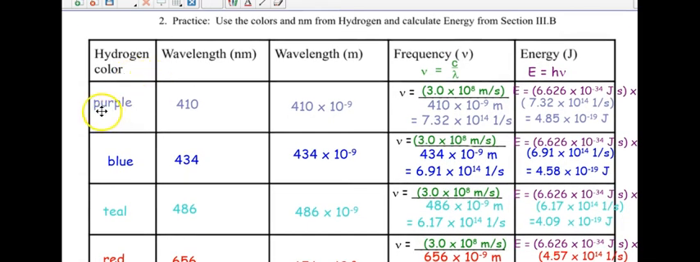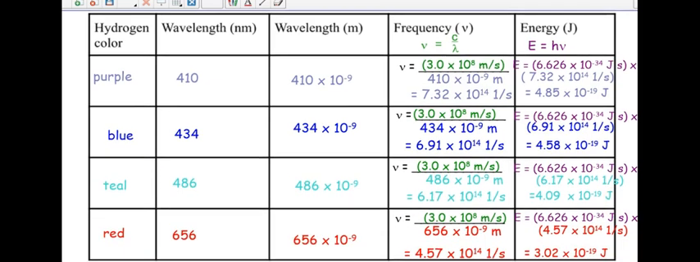The purple has an energy of 4.85 times 10 to the negative 19th. The blue is 4.58 times 10 to the negative 19th. The teal is 4.09 times 10 to the negative 19th. And the red, let me scroll down a little bit more, was 3.02 times 10 to the negative 19th.